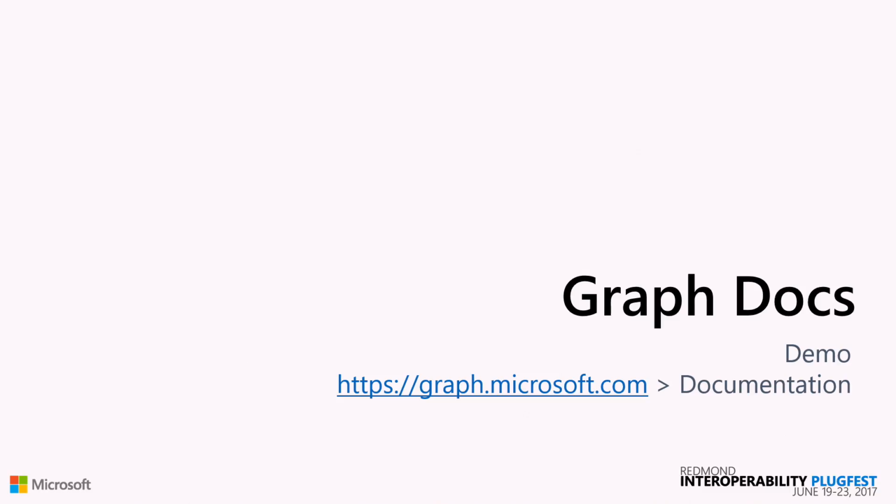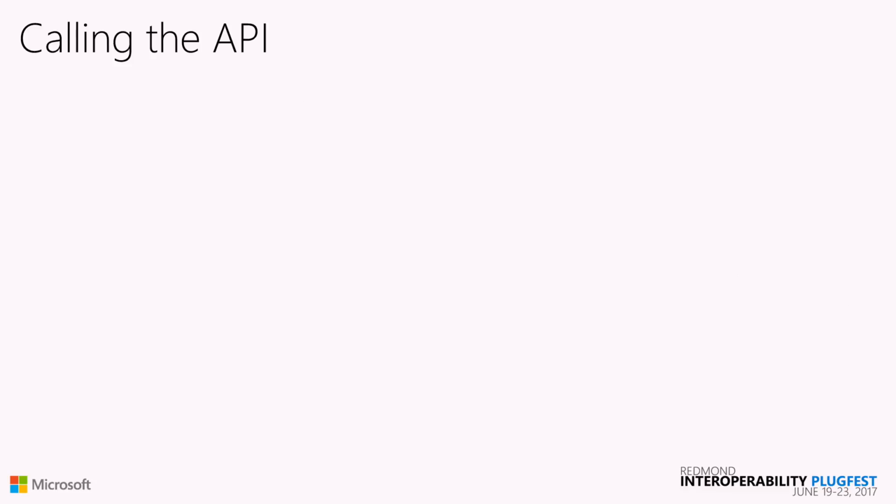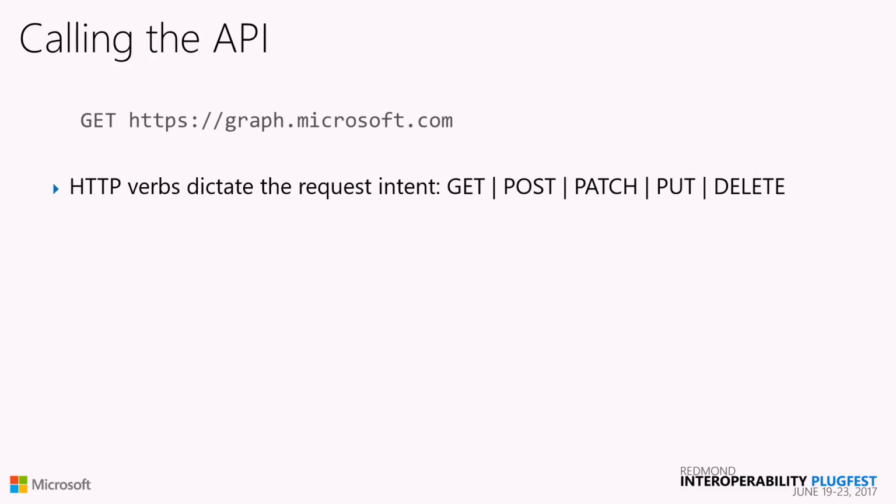So how do you actually use the API is presumably the next question. Let me see if I can find my clicker. All right, so it's just a REST API, right? So if you're familiar with using REST APIs, then you will be rapidly familiar with Microsoft Graph.